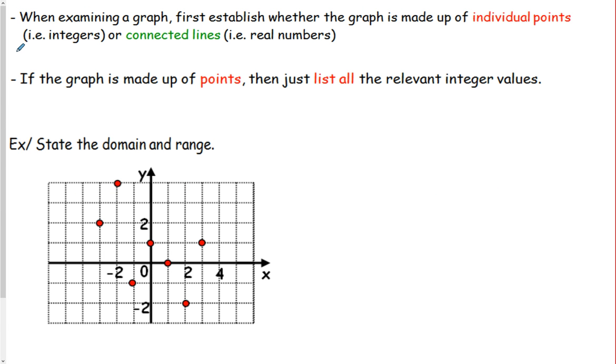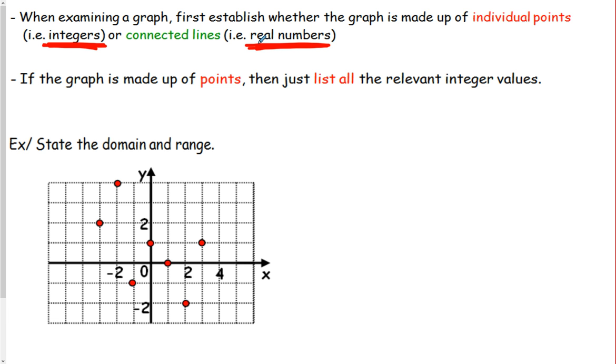So when we're looking at a graph, we first want to figure out: are we looking at individual points on the graph, which is the case here? If you look at the graph on the bottom, it's just individual points. Or are we looking at connected lines? Because that's going to make a pretty big difference in terms of how we write it. If we're looking at individual points, we're looking at individual discrete numbers, so they probably are integers like 1, 2, -5, -7, 15, whatever. If it's connected lines, we're using something called real numbers.